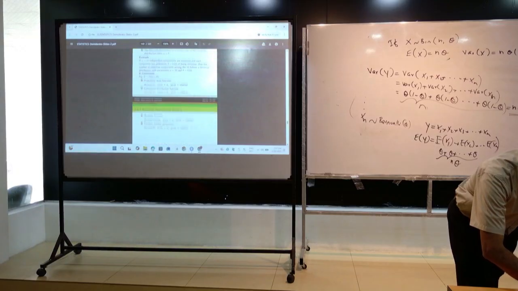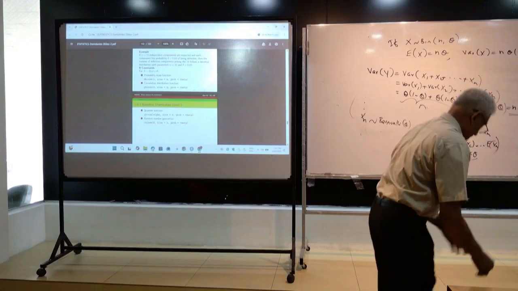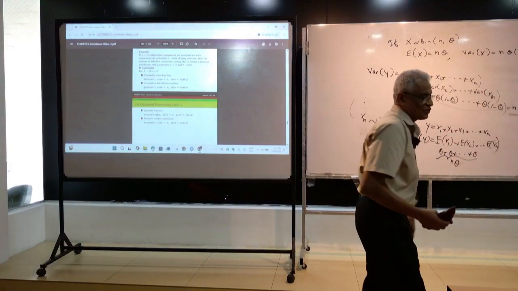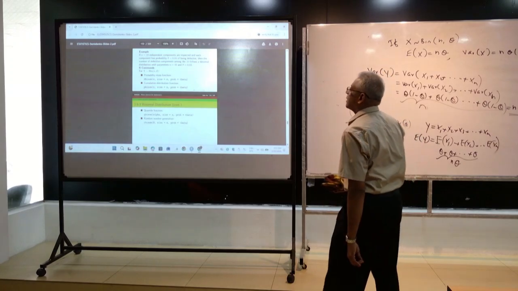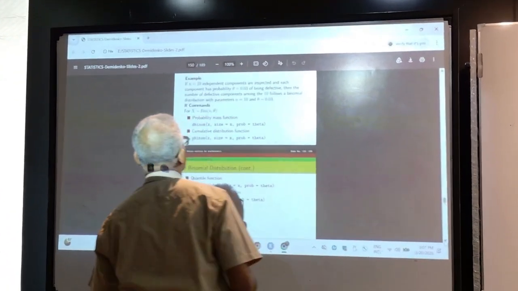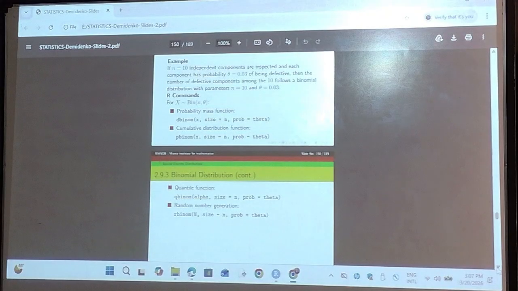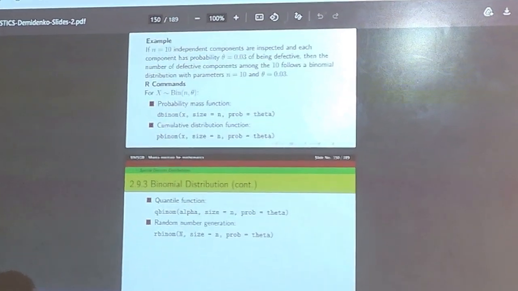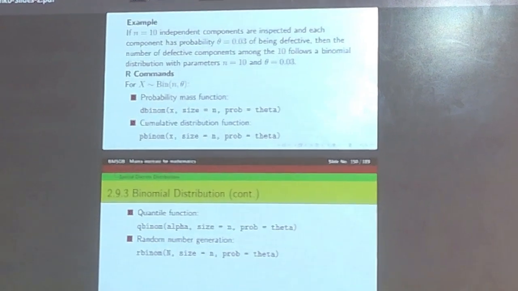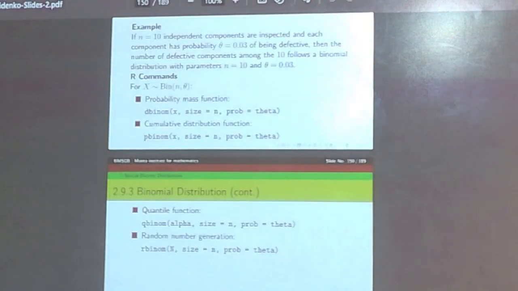Okay, here is a very simple example. Let's look at that. Let's get the values. If n independent components are inspected and each component has probability 0.03 of being defective, then the number of components among the 10 follow a binomial distribution with parameters n equal to 10 and theta equal. So this kind of a situation occurs.